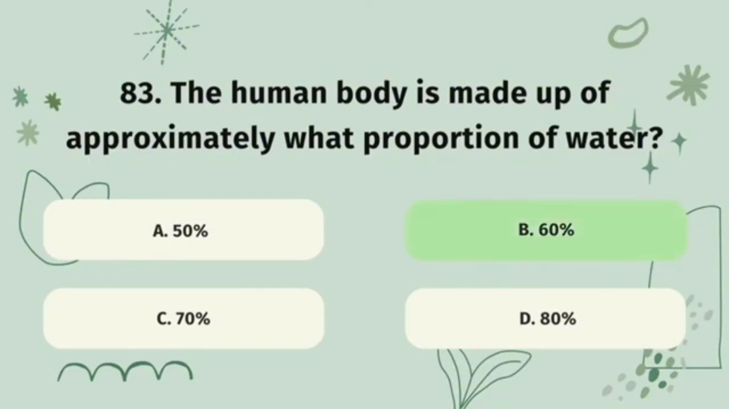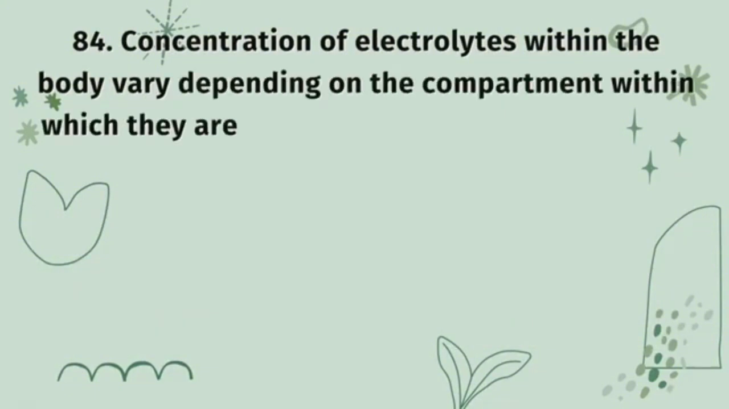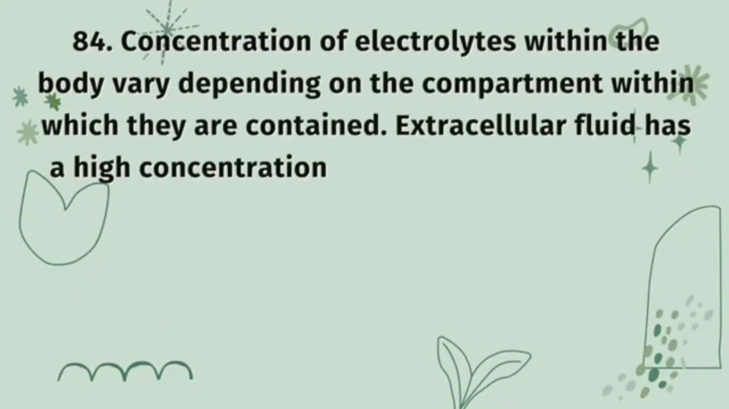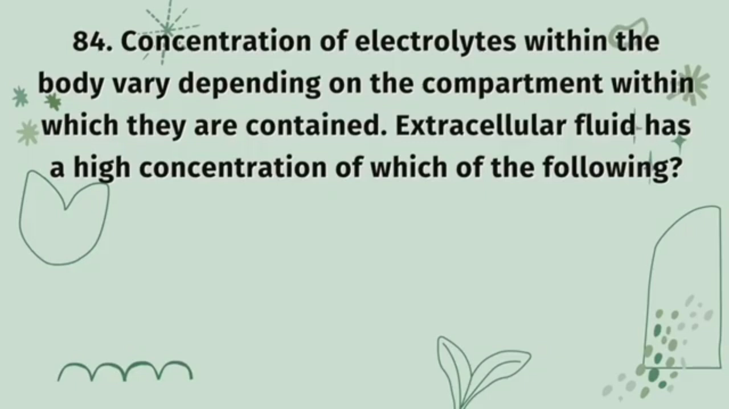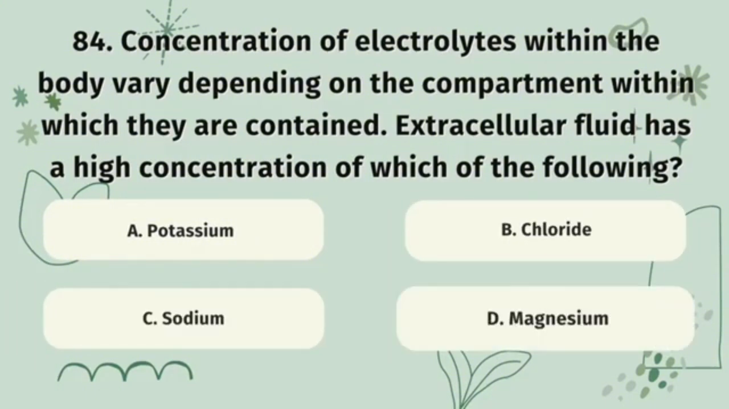The correct answer is B. Question 84. Concentration of electrolytes within the body varies depending on the compartment within which they are contained. Extracellular fluid has a high concentration of which of the following? Option A, potassium. Option B, chloride. Option C, sodium. Option D, magnesium.